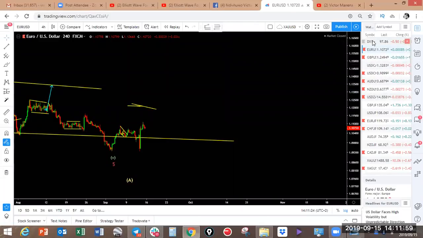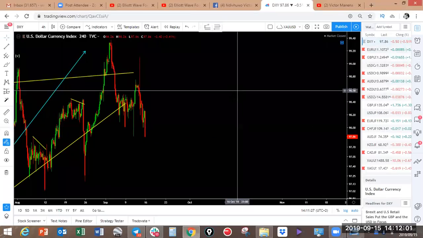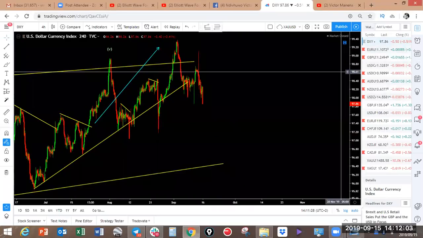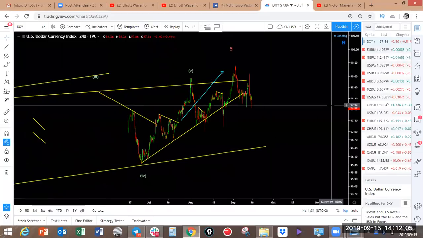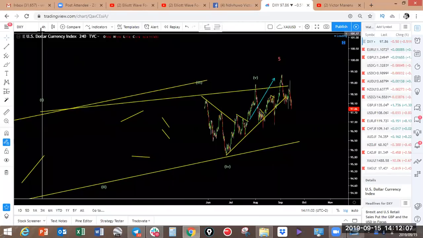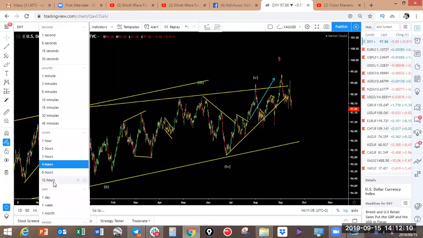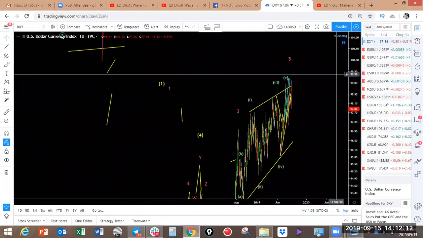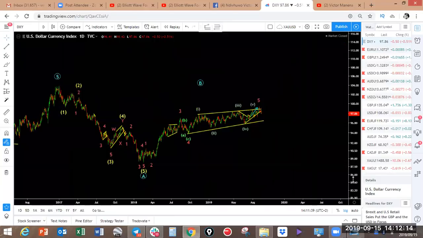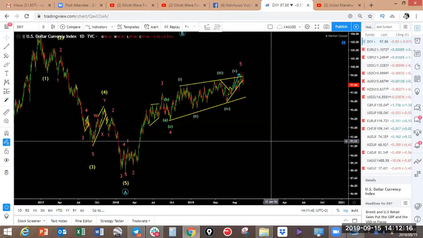Now the DXY will just be doing the opposite of what Euro US dollar is doing. As you can see, at the end of the diagonal as well, we pushed higher than the wave 5. You can see this clearly on the daily. So if the DXY is looking downside, the Euro must come downside as well. You can take a snapshot of this.